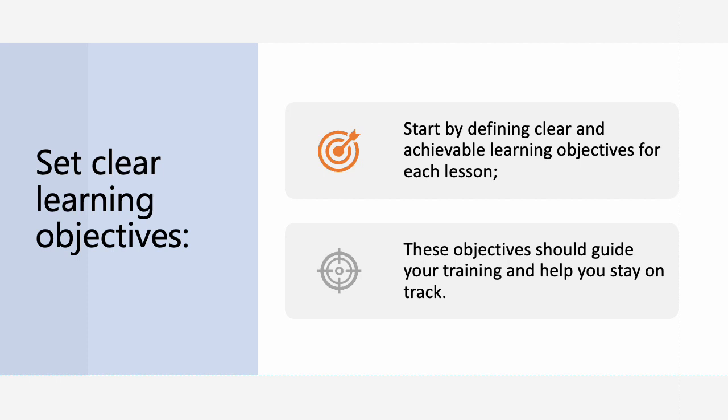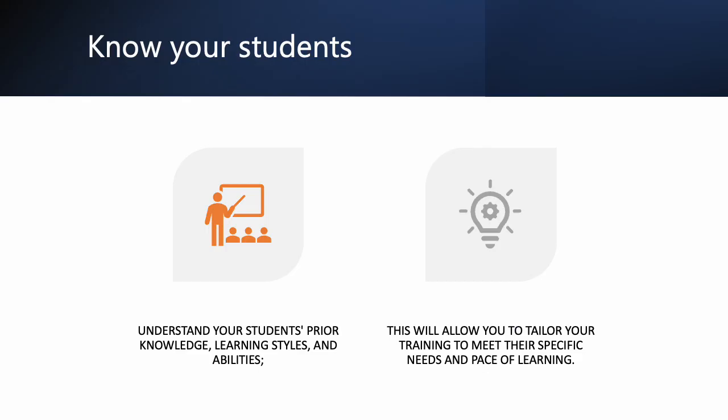Set clear learning objectives. Start by defining clear and achievable learning objectives for each lesson. These objectives should guide your training and help you stay on track. Understand your students' prior knowledge, learning styles, and abilities. This will allow you to tailor your training to meet their specific needs and pace of learning.